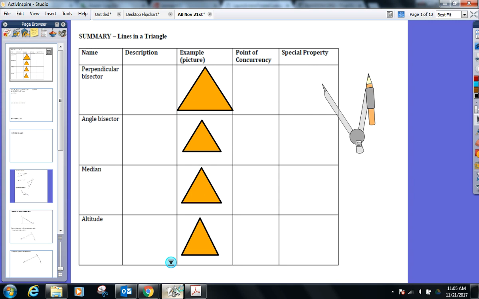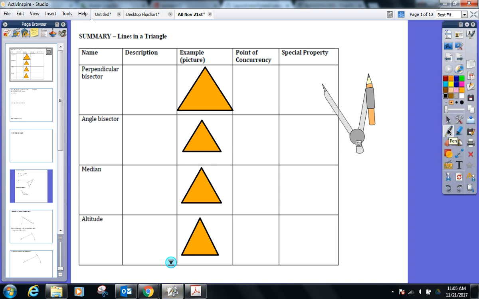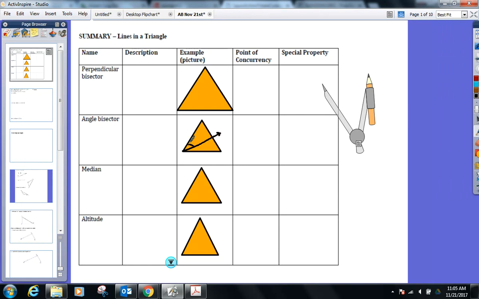Start with the angle bisector first. I'm not going to really ask anybody about the drawing. Just make sure you have a line. It doesn't have to have an arrow on it, but make sure you put the two congruent marks so I know it's an angle bisector.